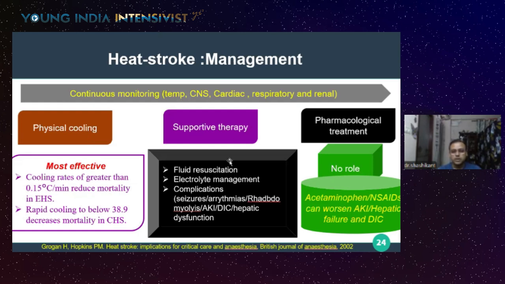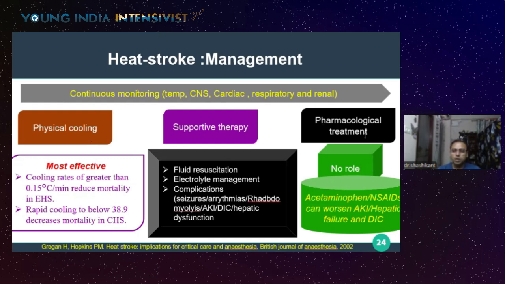We need to have supportive therapy like fluid resuscitation, electrolyte management, and managing the complications like seizures, arrhythmias, rhabdomyolysis, AKI, disseminated intravascular coagulation, and hepatic dysfunction.